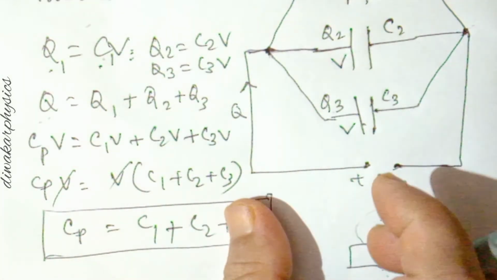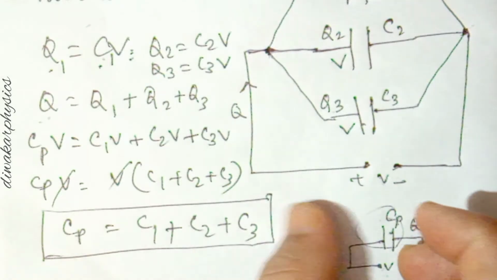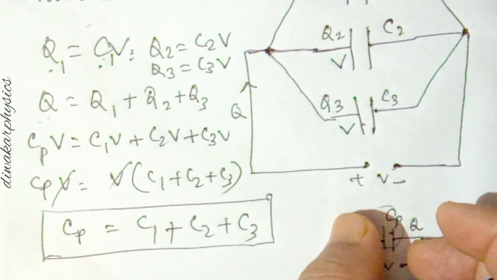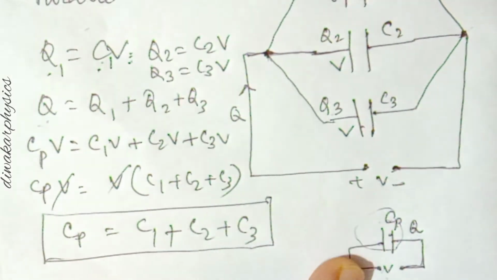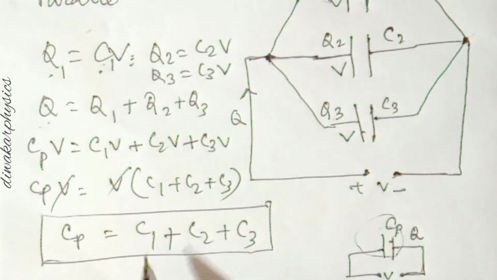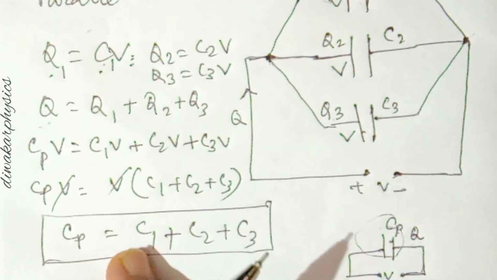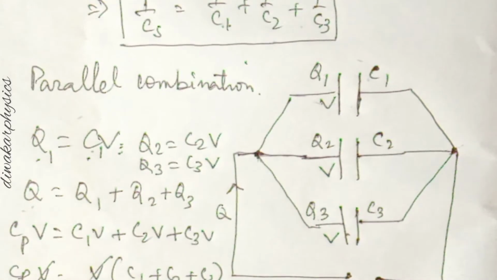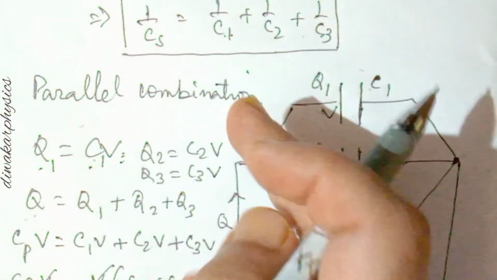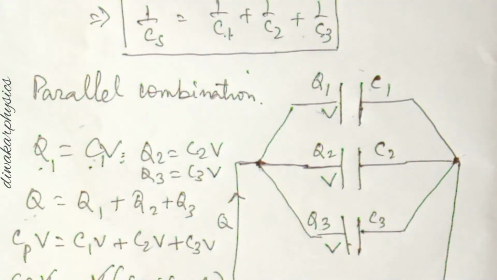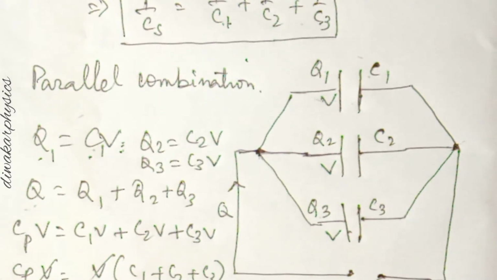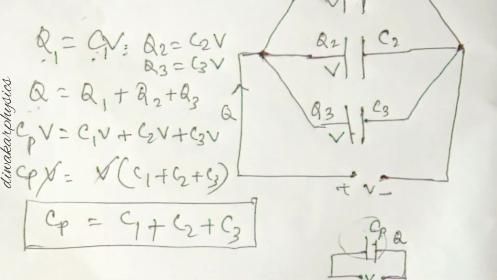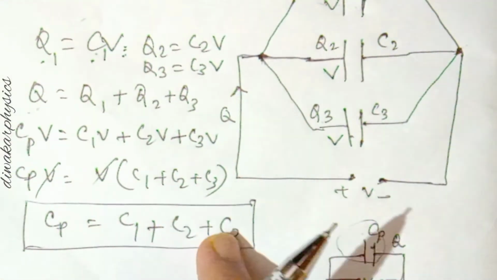If two are there, just take two. If four are there, add one more, C4, then C5, like that. And this formula suggests that the capacitance increases, because you are simply adding the values. In the series combination, it is reciprocal, so capacitance will decrease. The equivalent capacitance will be less than the least one, but here capacitance is increasing.